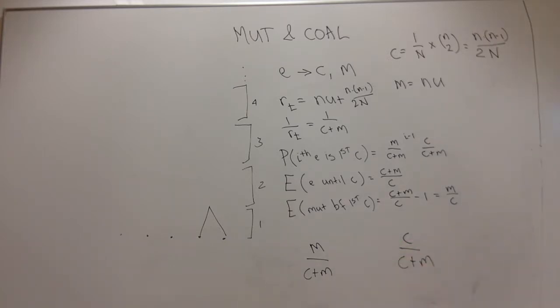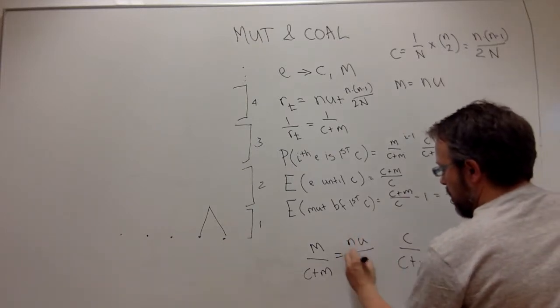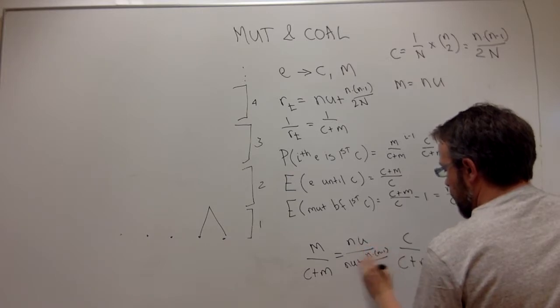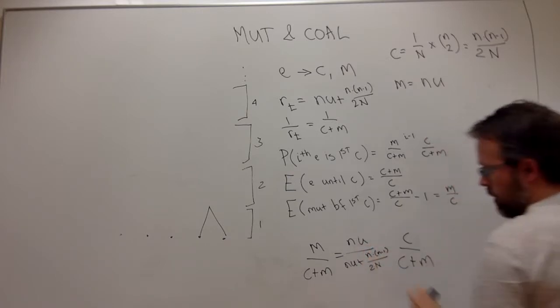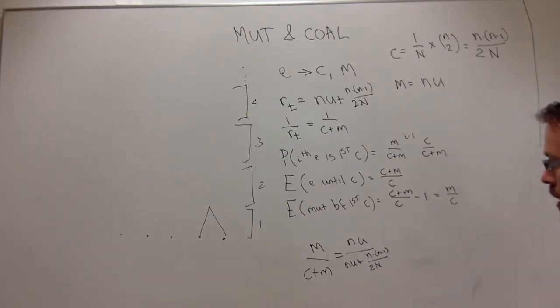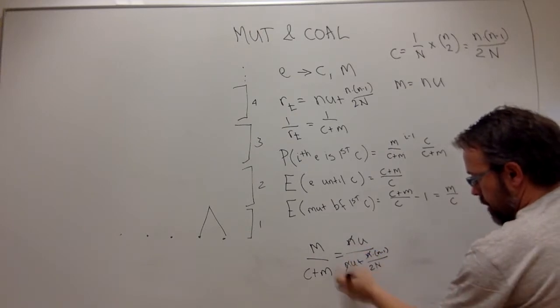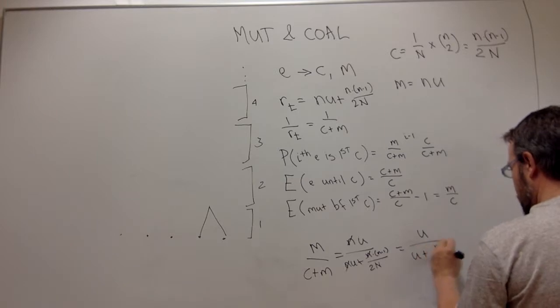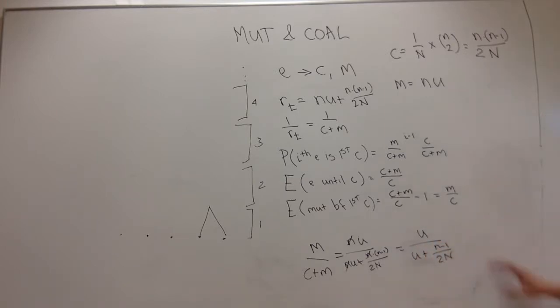Okay, so m divided by c plus m is going to be equal to nu divided by nu plus n times n minus 1 divided by 2n, which we can simplify. So we can just get rid of these n's, and we get u divided by u plus n minus 1 over 2n. So not the world's simplest expression, but still fairly straightforward. To me, somewhat surprising that we can write down something so simple.